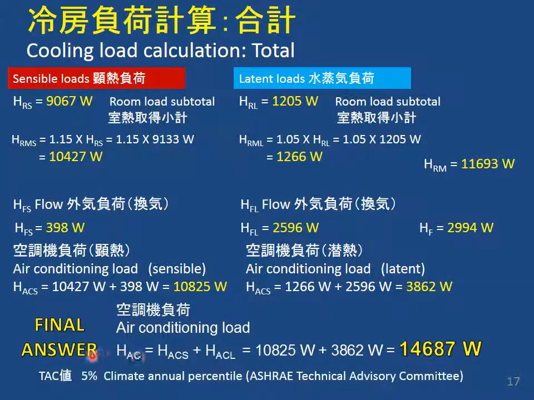Maybe you noticed on some of the charts we used to calculate this TAC G, the TAC value. This is from the ASHRAE Technical Advisory Committee for the Climate Annual Percentile. We used 5%. So that means this is good enough for 95% of the days in the summer. On the hottest day ever, maybe this is not enough cooling for the room. But 95% of the time, this is good enough. We have to have some kind of standard. Sometimes you could use 1% or 2%, but we're using 5%, which is good enough. And we can use this to select the capacity of the air conditioner. Maybe round it up to 15,000, just to be safe.